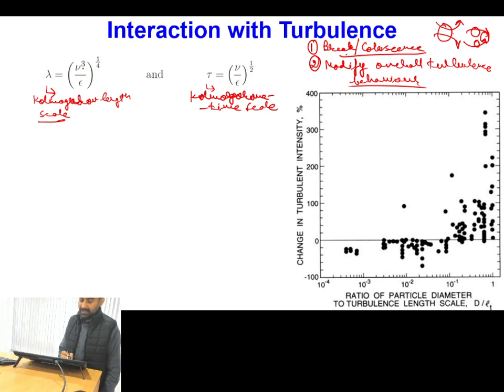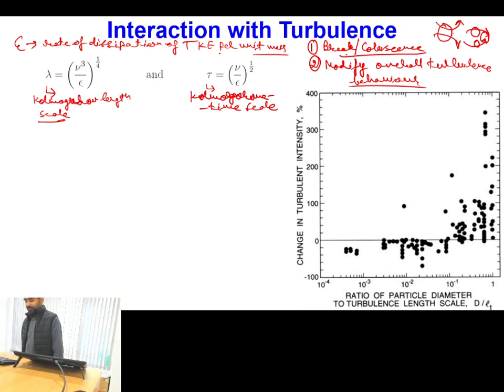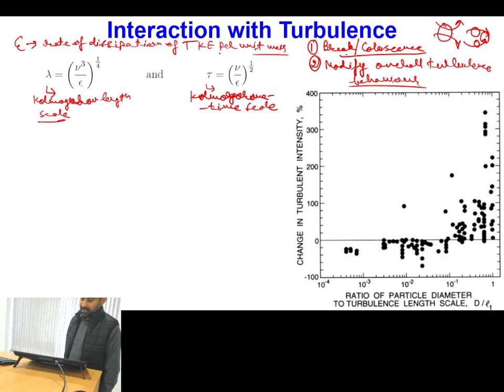So this is my Kolmogorov length scale, which is given by (nu cubed divided by epsilon) to the power 1/4. Nu is the kinematic viscosity. What is epsilon? Epsilon is called the rate of dissipation of turbulent kinetic energy per unit mass. And the Kolmogorov time scale tau is equal to (nu divided by epsilon) to the power 1/2. Are all clear with this point?